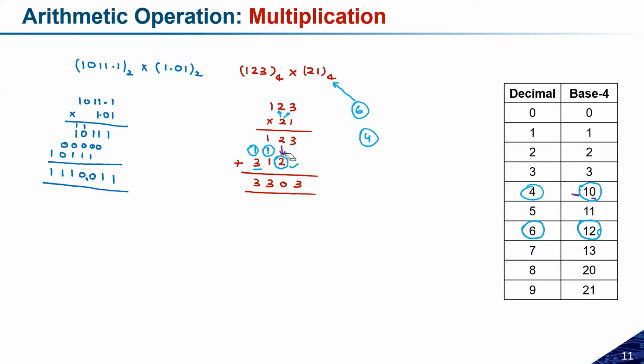So 1 carry will be forwarded. So 1 carry is here, 1 is here, 1 is here. So 1 plus 1 plus 1 will become 3. Okay, and then the next 3 will be transferred here directly. So the number will be 3303.